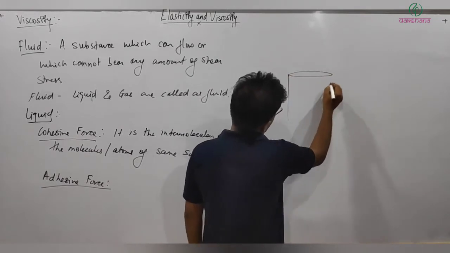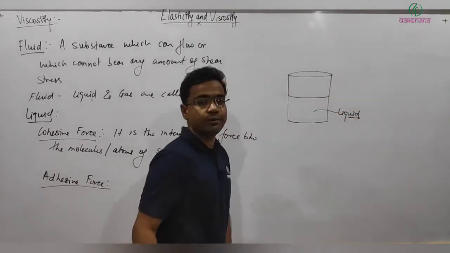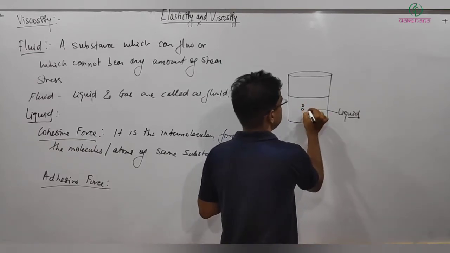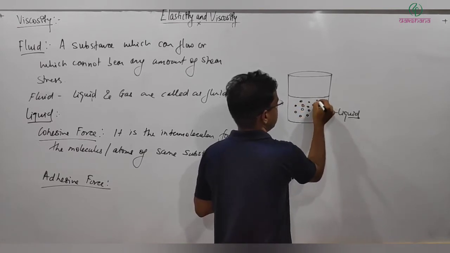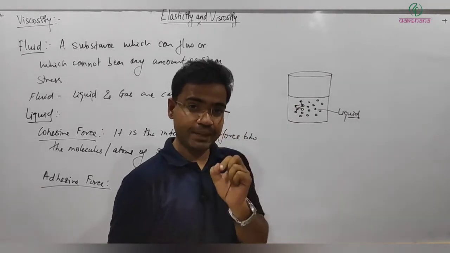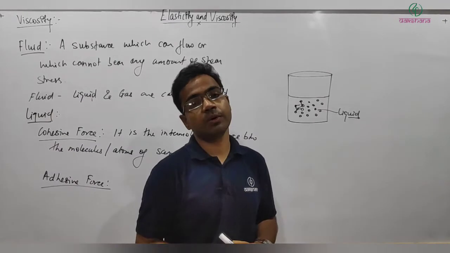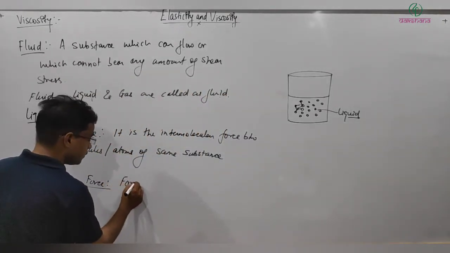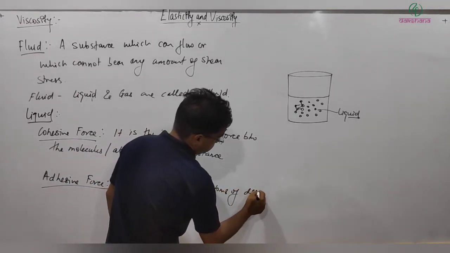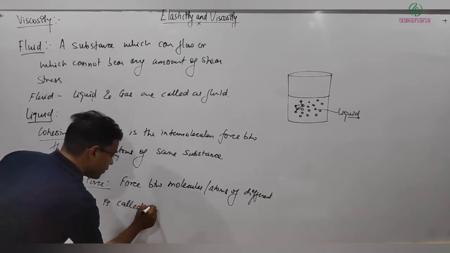Just a simple example: consider this is a container in which some liquid is filled. Now what will happen here? Between two liquid molecules there is some force. These liquid molecules will be applying force on each other. So the force between the molecules or atoms of the same substance is termed as cohesive force. So the force between water molecules will be a cohesive force. Similarly, adhesive force is the force between molecules or atoms of different substances.